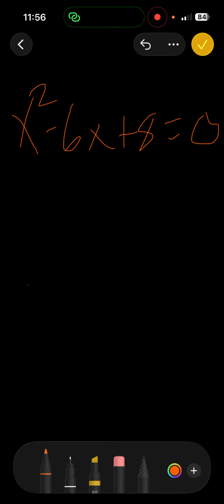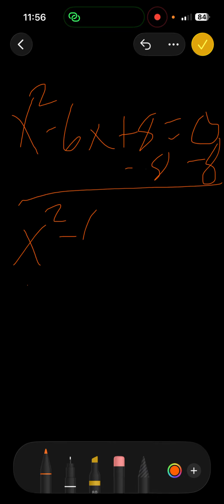Now, to start completing the square, we're going to isolate the 8 on the right side. We're going to isolate the constant. The constant is the term, the 8, without the variable. Once we do that, we're going to get x squared minus 6x equals negative 8.